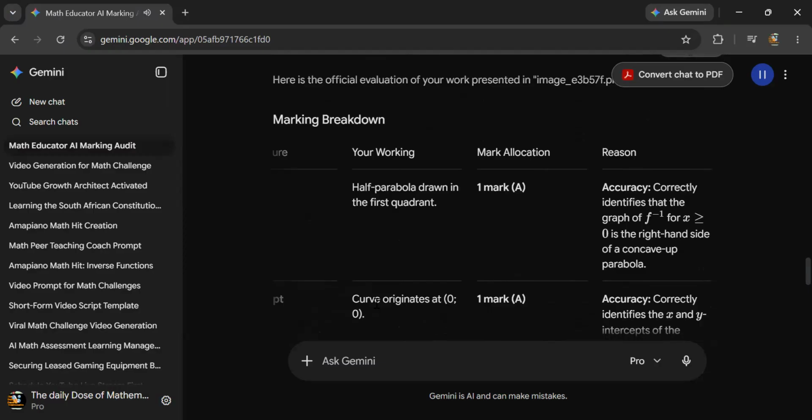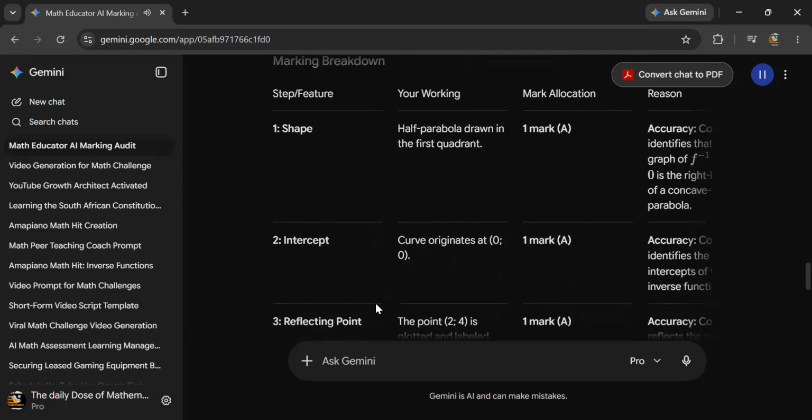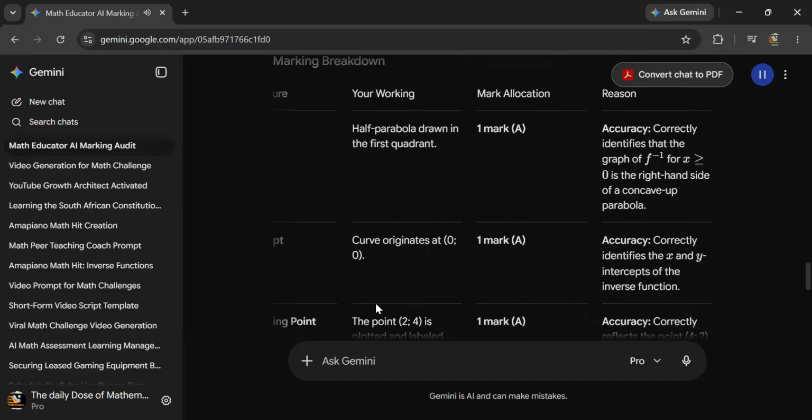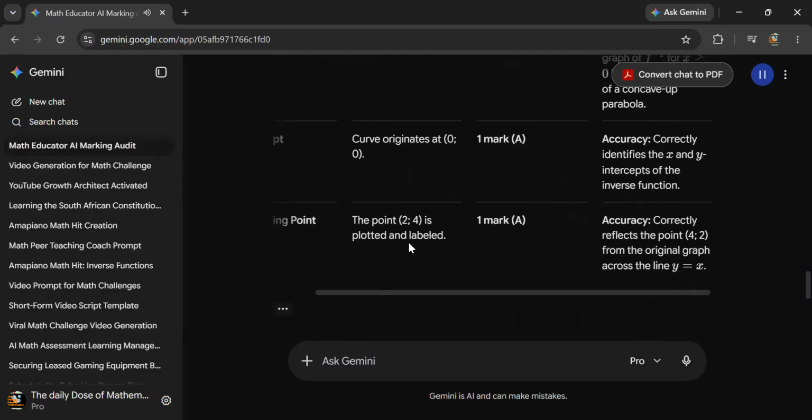2. Intercept: curve originates at 0;0. 1 mark, accuracy: correctly identifies the x and y intercepts of the inverse function. 3. Reflecting point: the point 2;4 is plotted and labeled. 1 mark, accuracy: correctly reflects the point 4;2 from the original graph across the line y equals x.